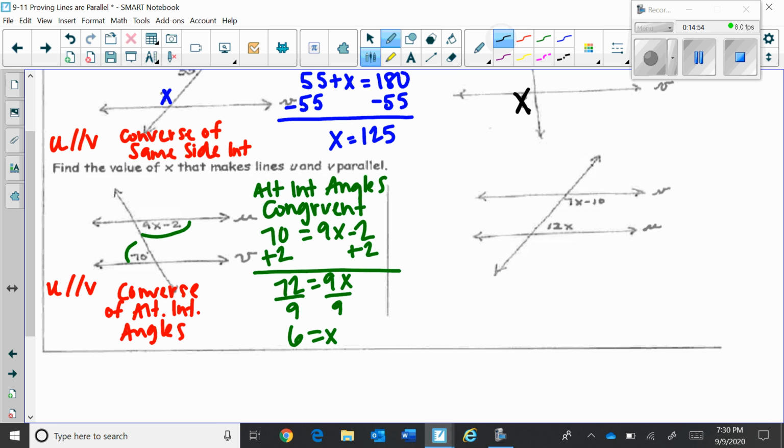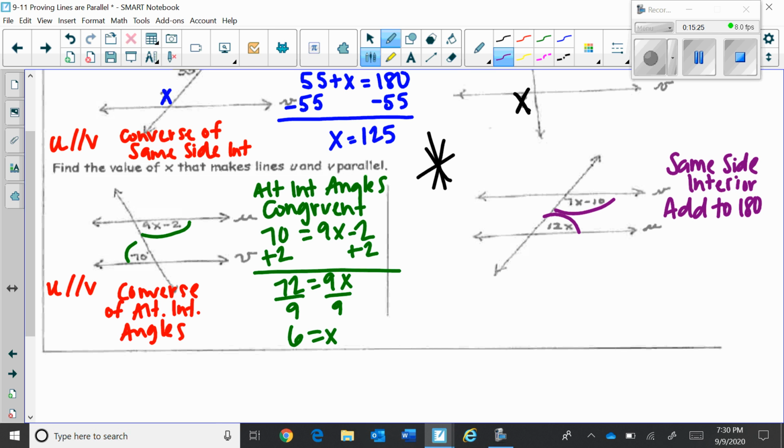All right, so I want you to solve this one over here. Figure out what x is and tell me what converse statement we're using. I'll help you get started just to make sure we're all on the same page. These two angles right here are same side interior. Now this one, what do we know about same side interior angles? These add to 180 degrees. So when we set up this problem, we should have 7x minus 10 plus 12x equals 180.